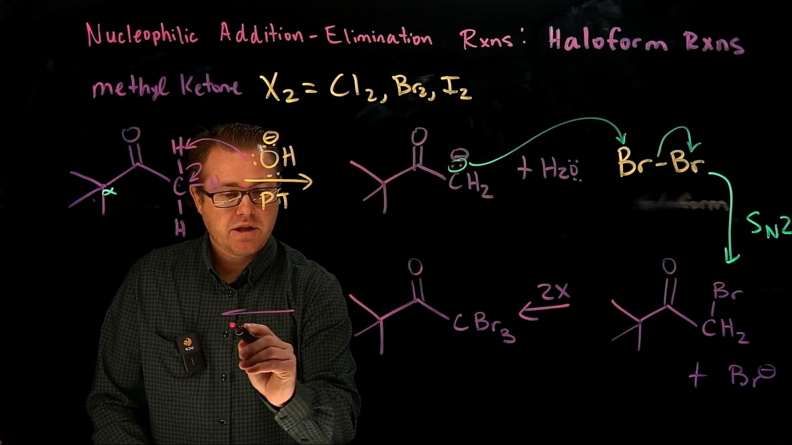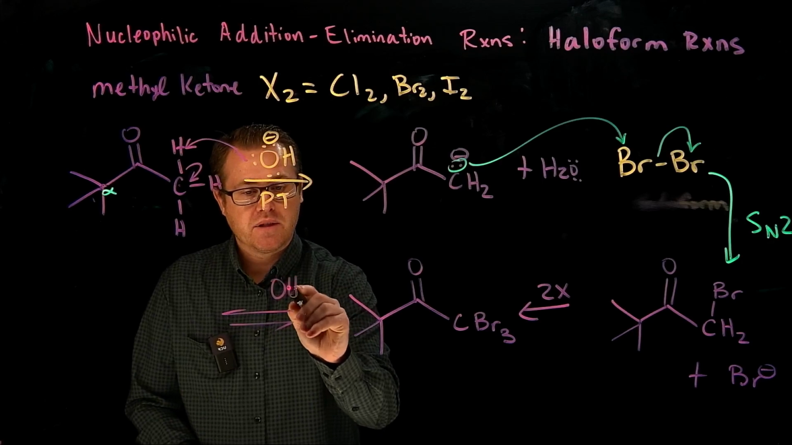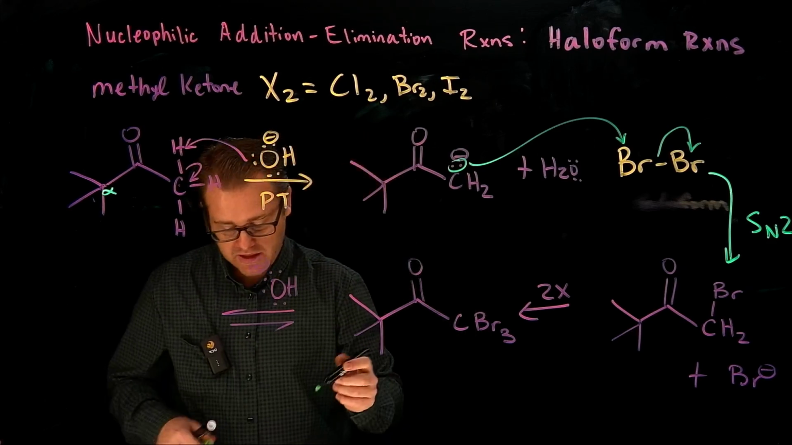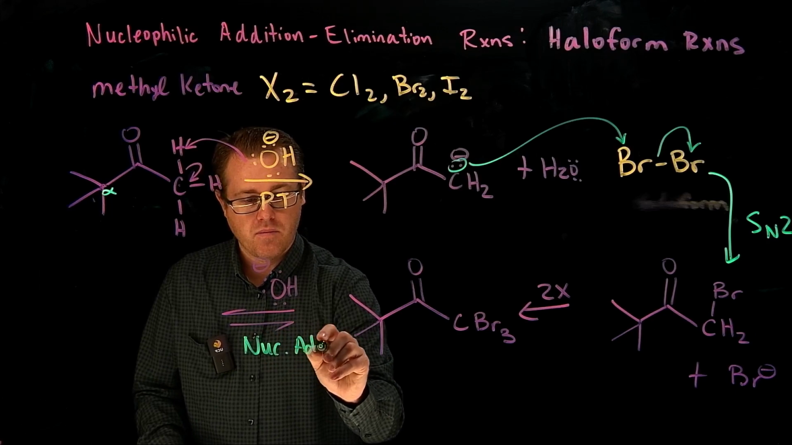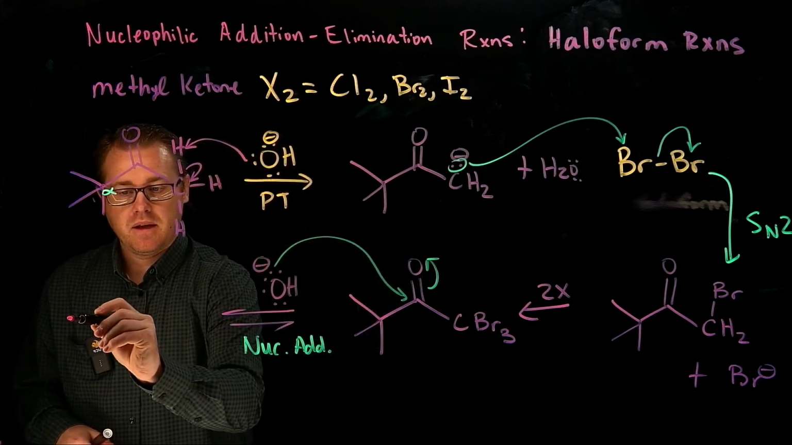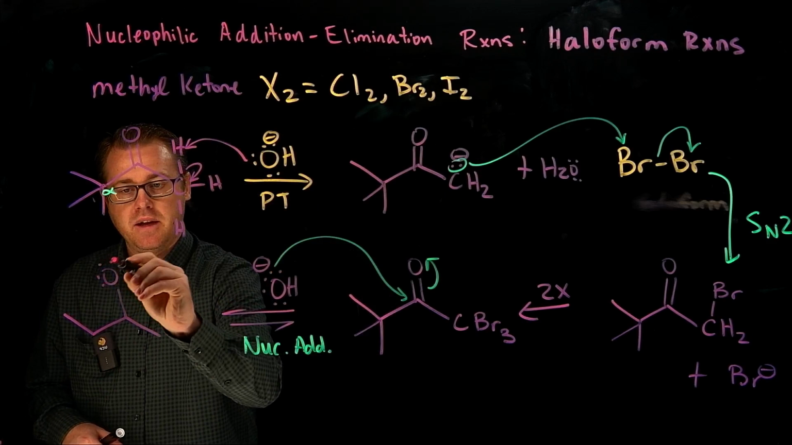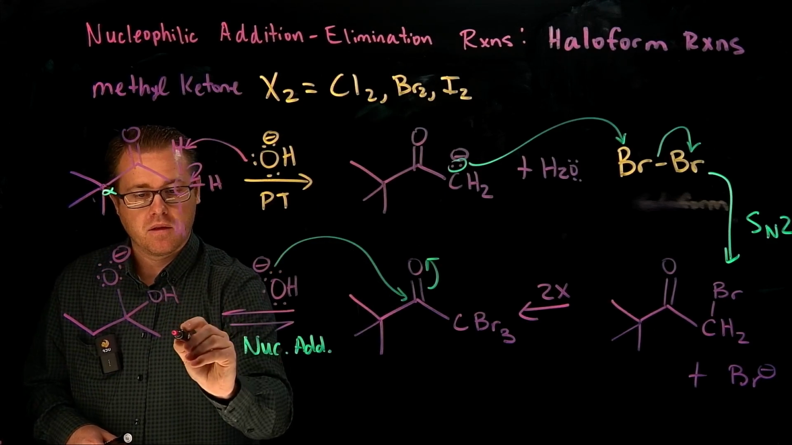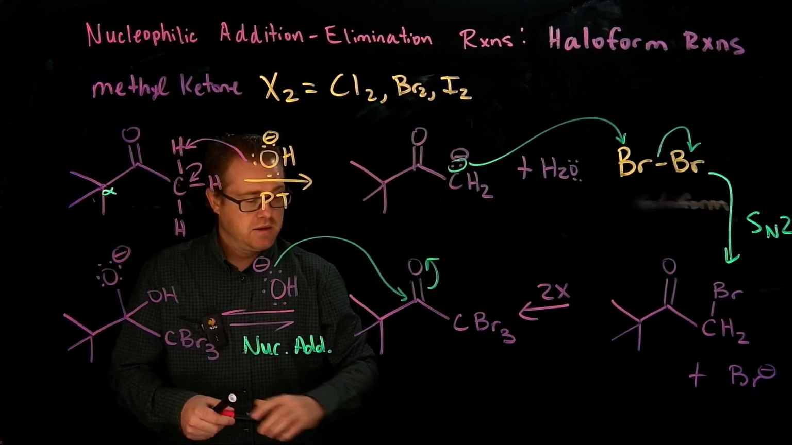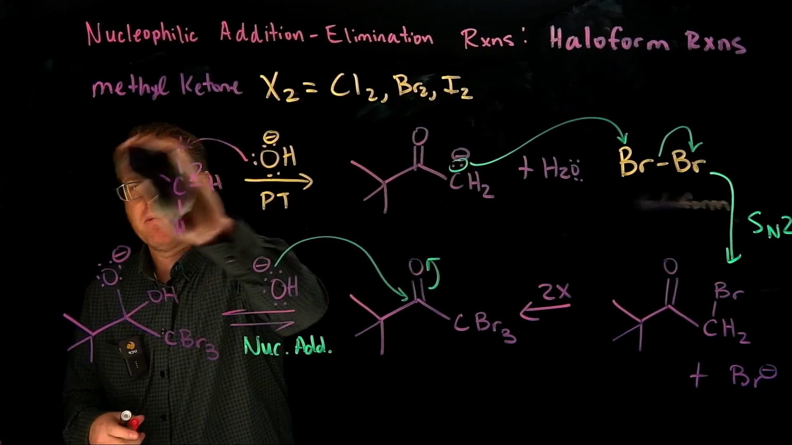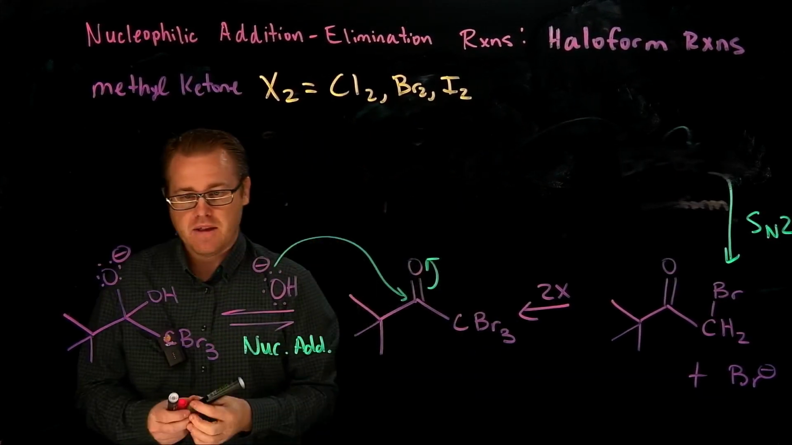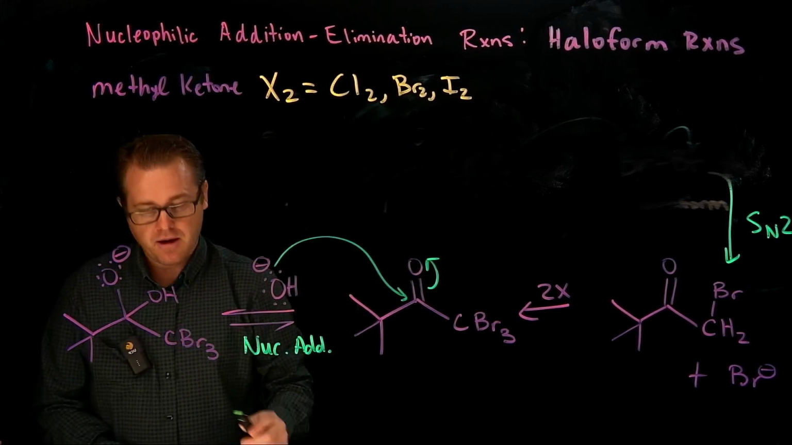Now we're still under basic conditions. And so we can have our base now, the hydroxide. We can do a nucleophilic addition step, like so. So that will give us something that looks like this, a tetrahedral intermediate, like so. And now we're going to take that tetrahedral intermediate and we're going to collapse it down.